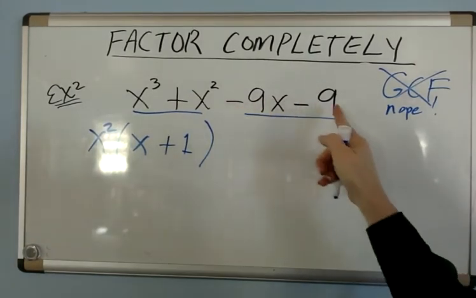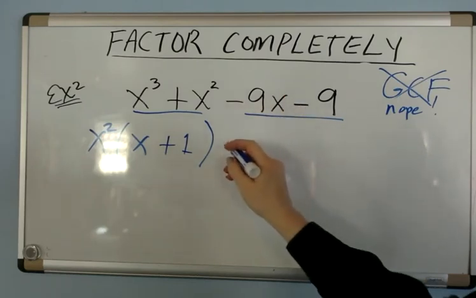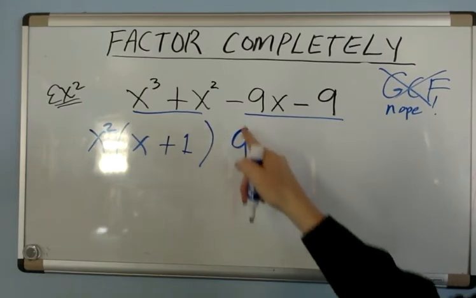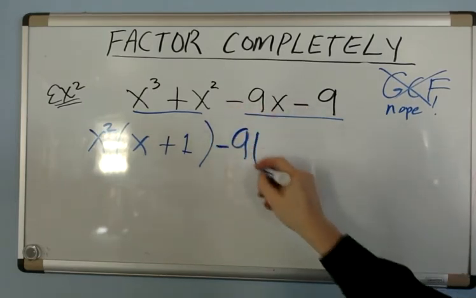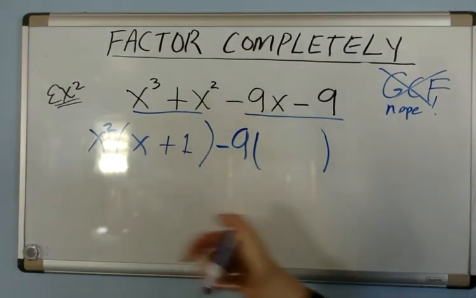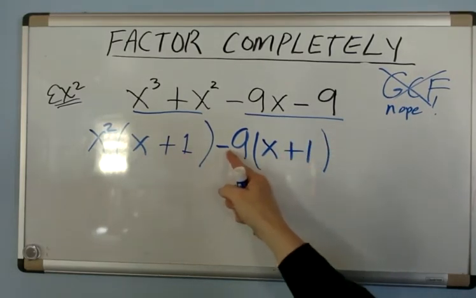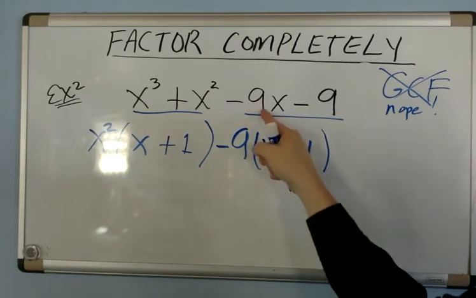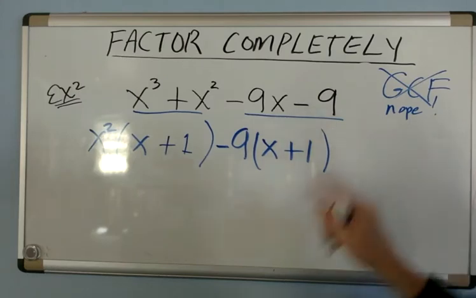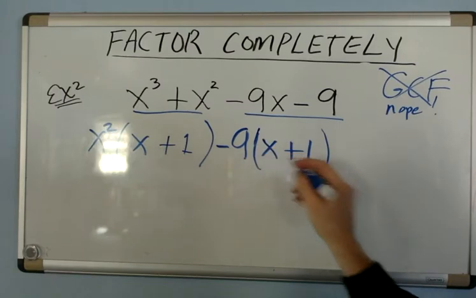And then the greatest common factor in these two terms is negative 9. So I'm going to pull up, remember, I need a sign here. I don't want to just put 9. I have to know whether it's positive 9 or negative 9. In this case, it's negative 9. And hopefully, this binomial is the same as this one. So I'm just going to put x plus 1 here and then see if it works. Does negative 9 times x give me negative 9x? Yes. Does negative 9 times positive 1 give me negative 9? Yes. So I have x squared times x plus 1 minus 9 times x plus 1.